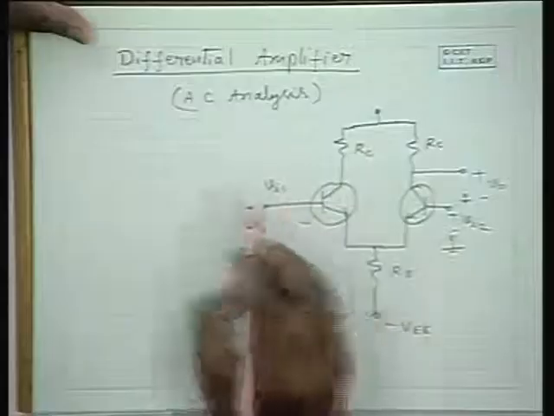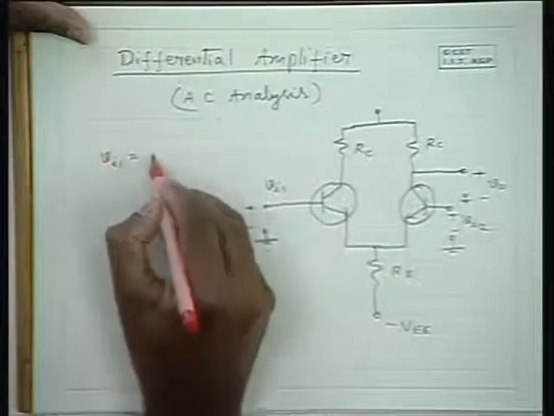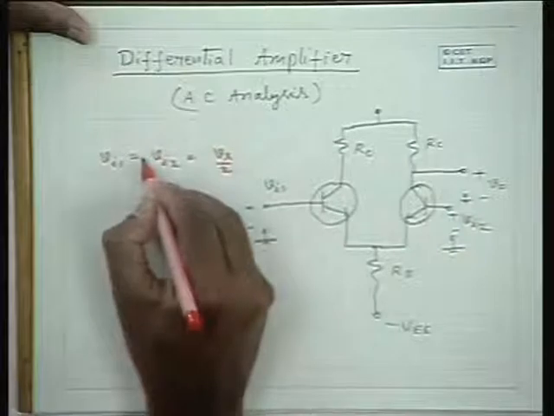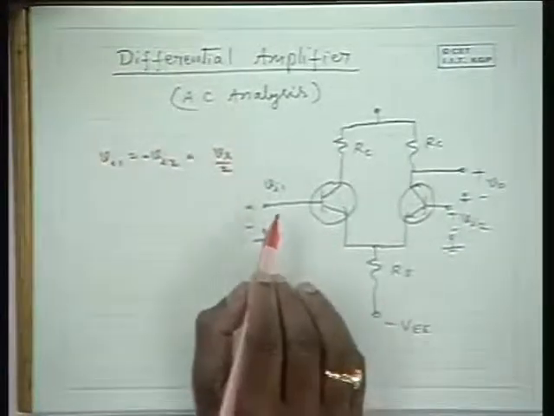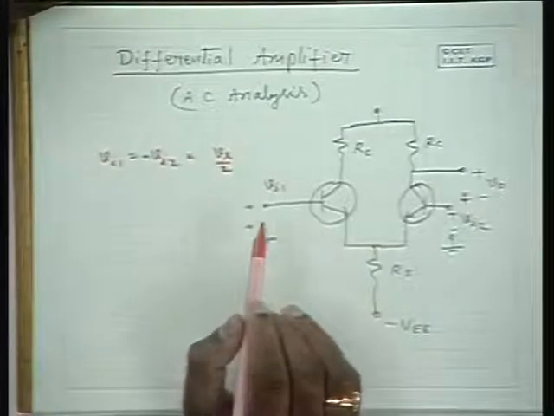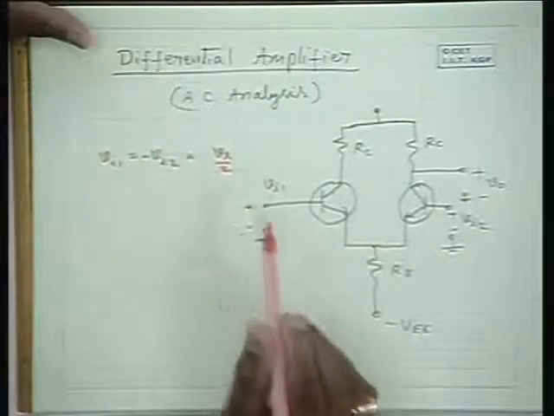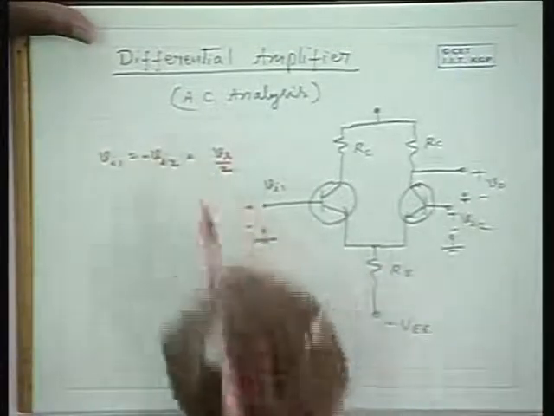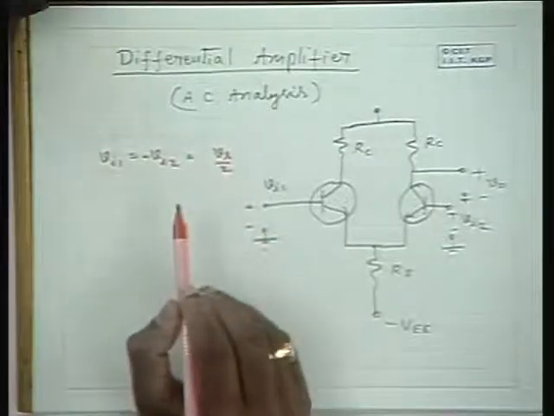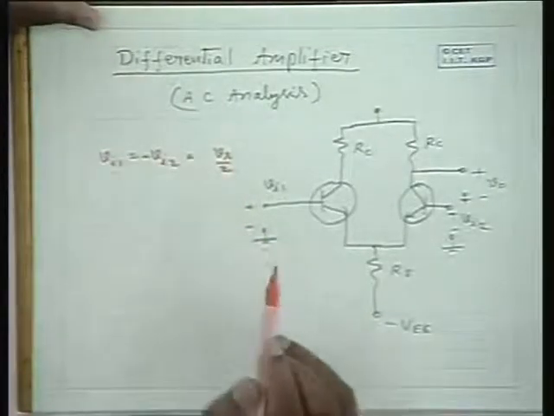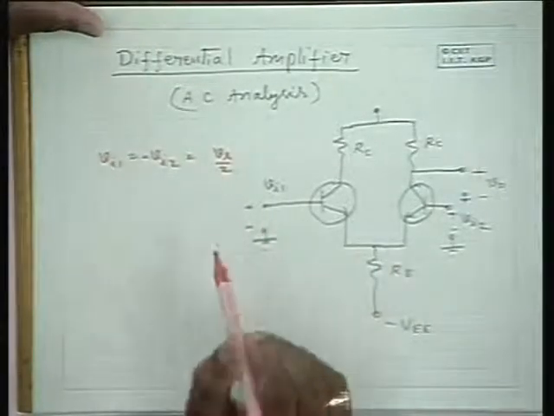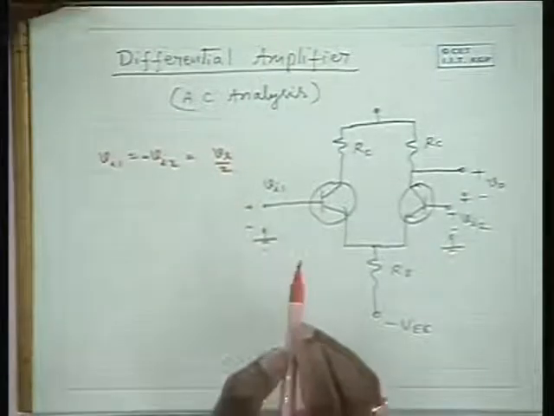with Vi1 equal to minus Vi2 equal to Vs by 2. The differential signal is Vi1 minus Vi2, and that is equal to Vs. So, please note that by selecting an input like this, we are ensuring that the common mode signal is 0. The common mode signal is Vi1 plus Vi2 by 2, and that is 0, whereas the differential signal is Vs.